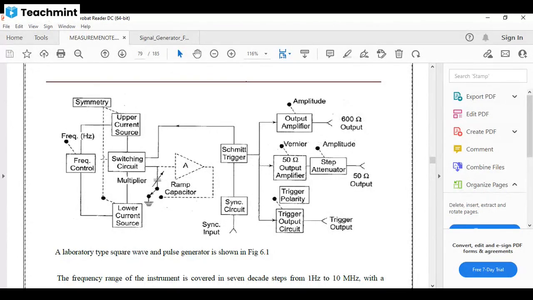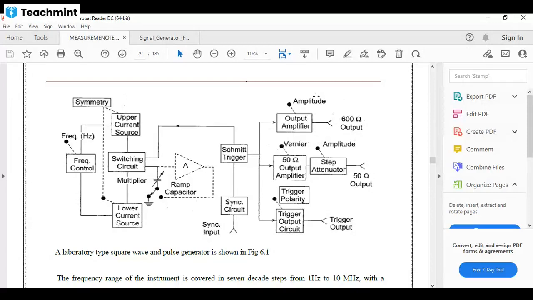Here is the symmetrical current source, and this is the lower current source. This is our switching circuit, and here is the multiplier, the ramp capacitor, and the symmetrical and synchronous circuit. And the 600 ohm output, the 1500 ohm, and this is the trigger output circuit. So this is the step attenuator for the amplitude.